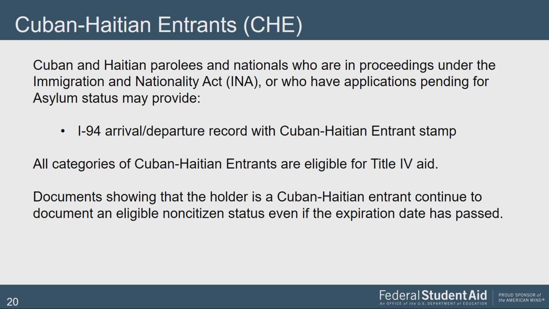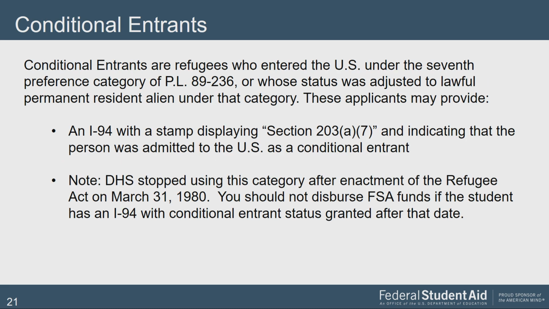So all categories of Cuban Haitian entrants are eligible for federal student aid. A Cuban Haitian entrant may have an I-94. Individuals granted conditional entrant status may also have an I-94 showing their class of admission, and the Department of Homeland Security stopped designating individuals in this category in March 1980. So for many institutions with us today that are confirming many students through the third step match process, you may never have to confirm a conditional entrant, as they may have converted to lawful permanent resident or naturalized as U.S. citizens at this point.